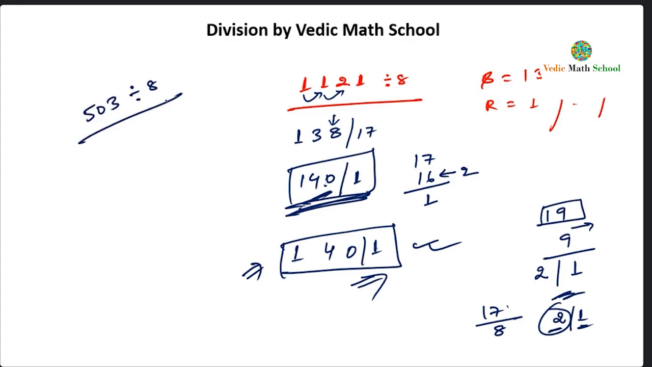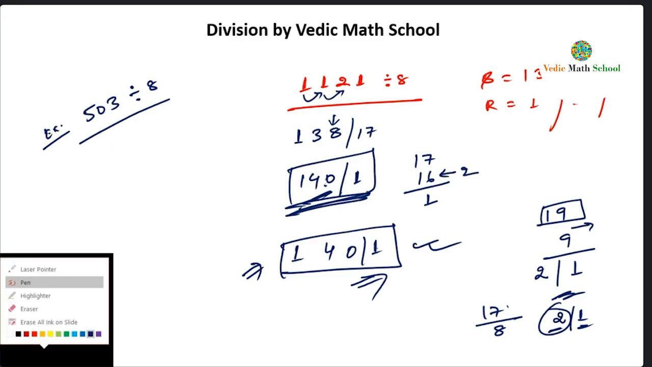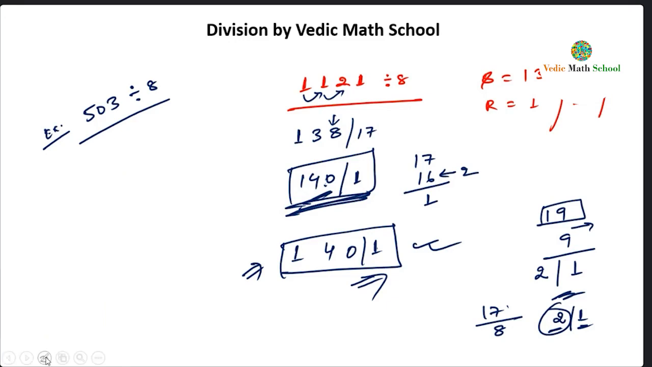Good. Let's do one example, and one of our doubts will also get cleared. Let's start. What is the first process? First step, what is the first number? 503 divided by 8. So I'm writing 5 here as it is.